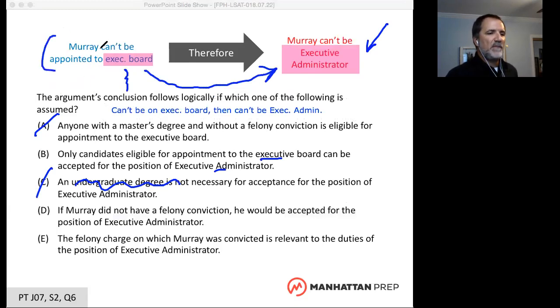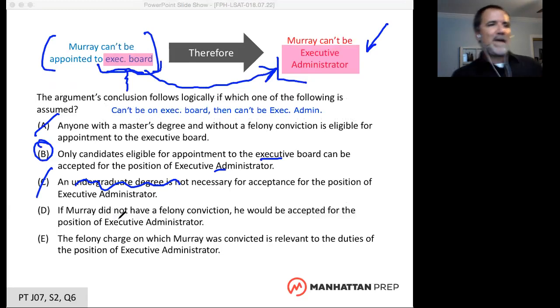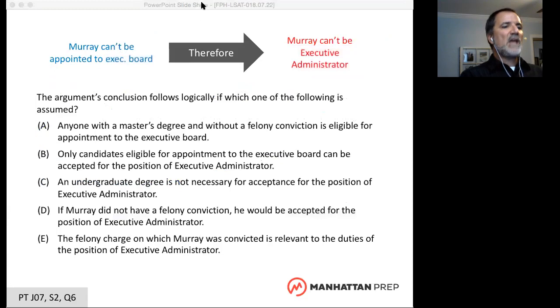The evidence they've given me is that Murray can't be appointed to the executive board. And B is the one that directly adds that piece that tells me what the executive board has to do with being executive administrator. Hey, you have to be eligible for the executive board to be accepted for the position of executive administrator. At this point, if I wasn't sure, I would actually just pick B and go, because it's directly connecting those ideas. But if I was to dig in a little deeper, and look back at the whole question again, I could still see reasons why D and E are wrong. But, again, you want to be sure.